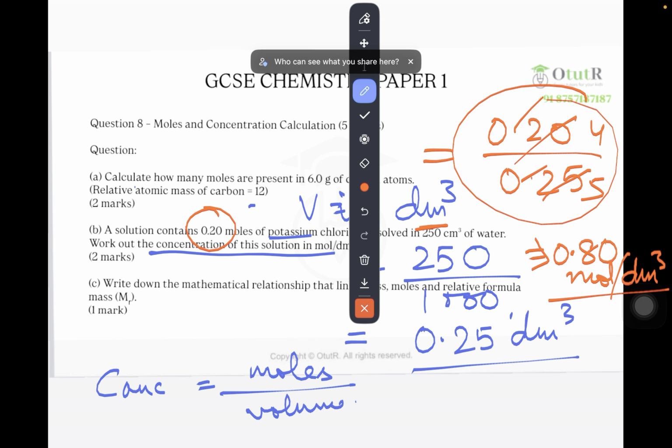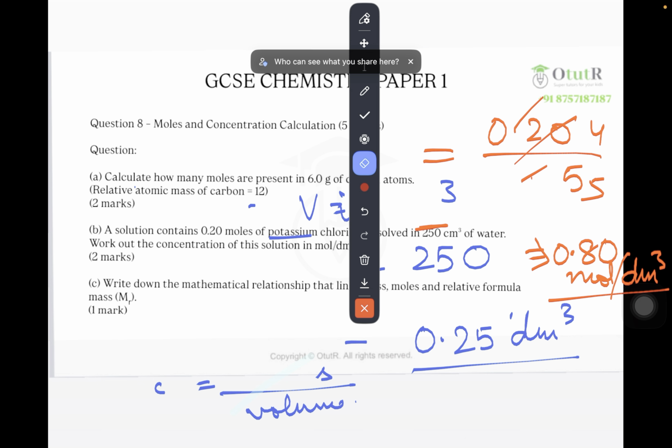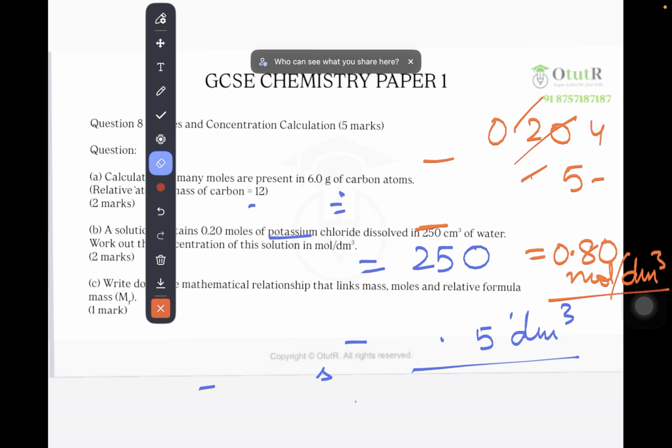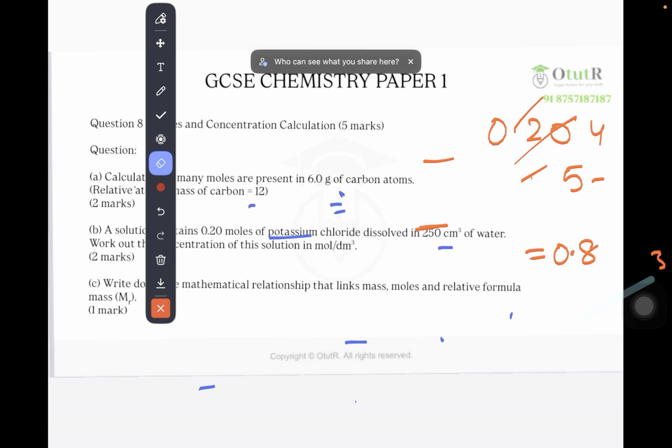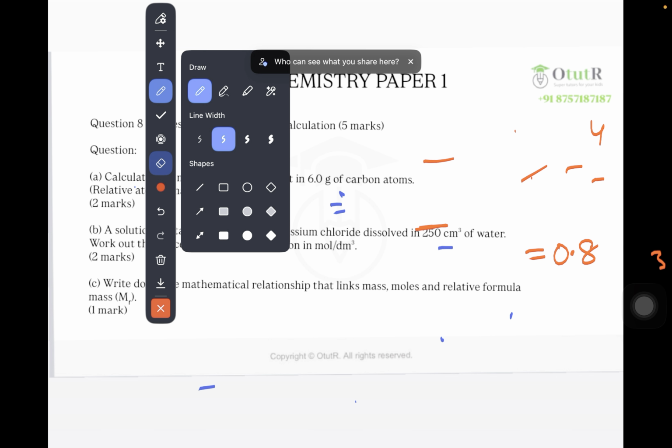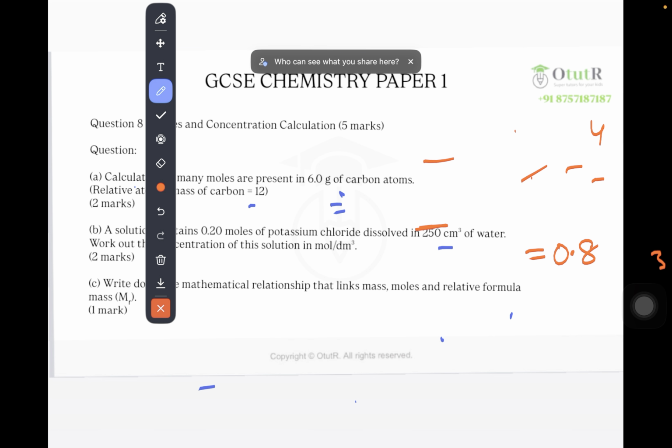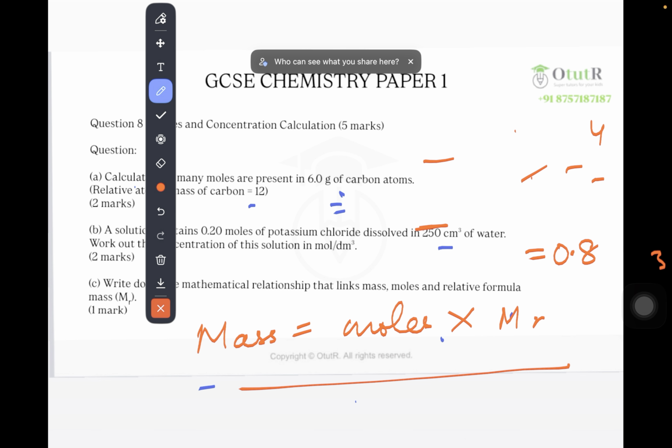Next, write down the mathematical relationship that links mass, moles, and relative formula mass. So, mass equals moles times the relative mass or the relative formula mass. Or you can write moles equals mass upon the relative mass, the relative formula mass, any one of them.